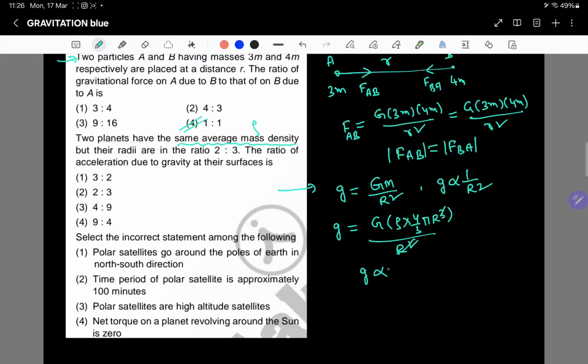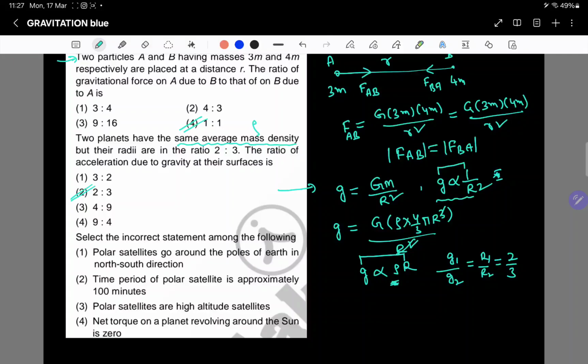So g is directly proportional to density into radius, students. So density constant means g is directly proportional to r. Mass constant means g is inversely proportional to r square. Please remember. Now here density constant is given. So ratio of acceleration due to gravity g1 by g2 equal to R1 by R2 only. Radius ratio is already given as 2:3. So acceleration due to gravity on the surfaces is also 2:3. Second option is the answer, students.